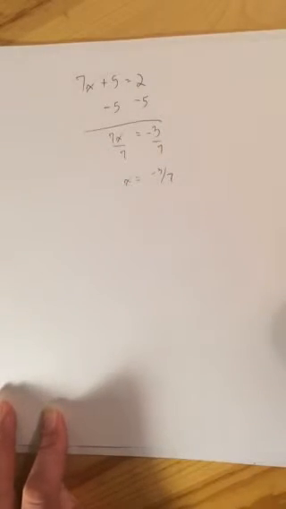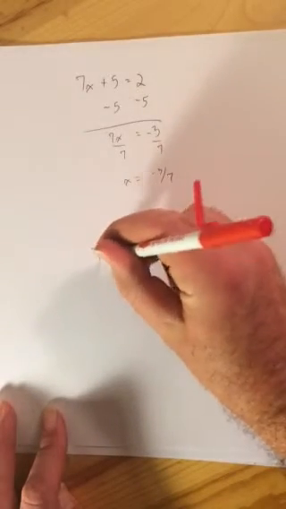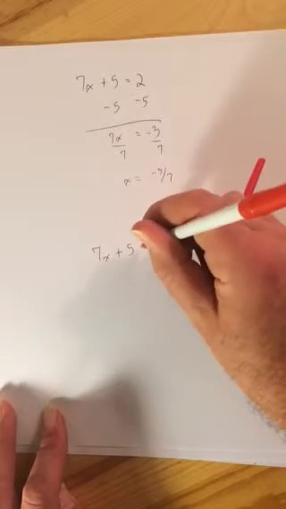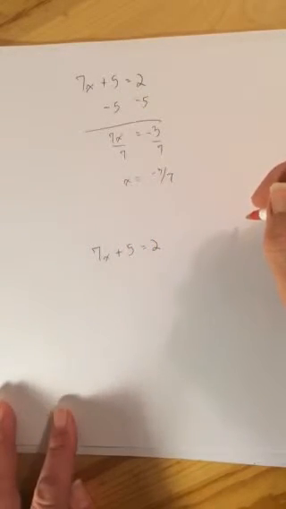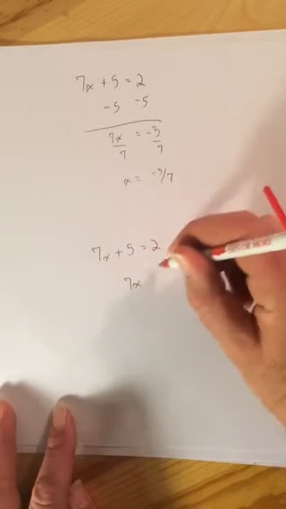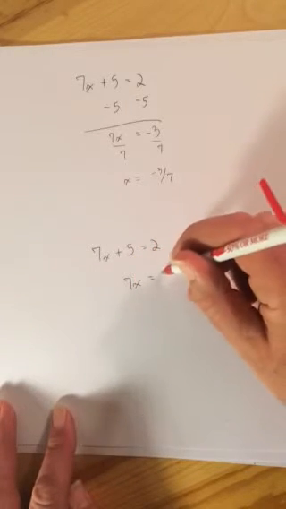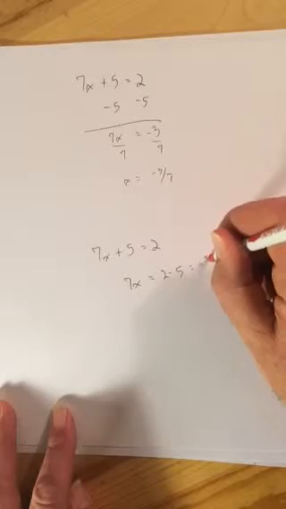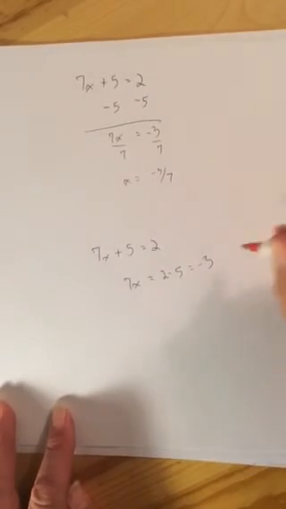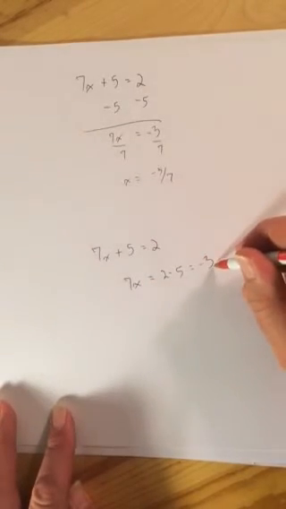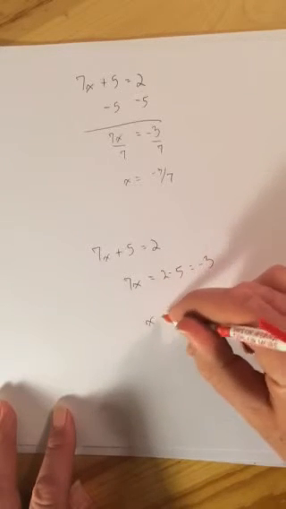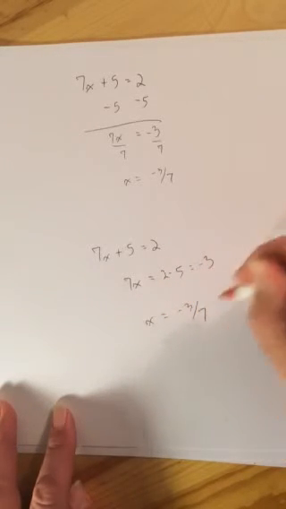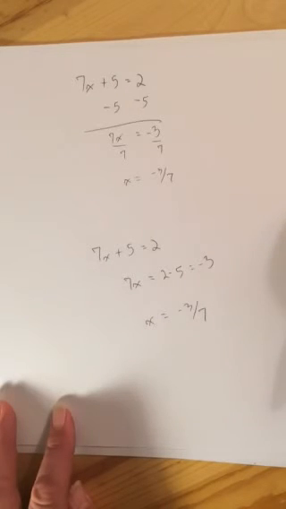Take a look at this the shorthand way. I've got 7x plus 5 equal to 2. Now I've got a positive 5 on the left. That's the same thing as saying I've got a negative 5 on the right. So I've got 2 minus 5, which is negative 3. So now I've got 7x equal to negative 3. I've got a 7 on the top on the left, so it means I've got a 7 on the bottom on the right. You get the same answer, and it takes a little less time.